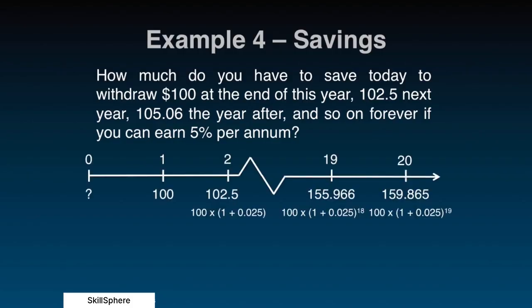Well, let's draw our timeline. So we're going to get $100 here in year 1, 102.5 in year 2, that's growing at 2.5%, as is the 105.06 if I had written it here. So our g is 2.5%. The first cash flow comes 1 year from today.